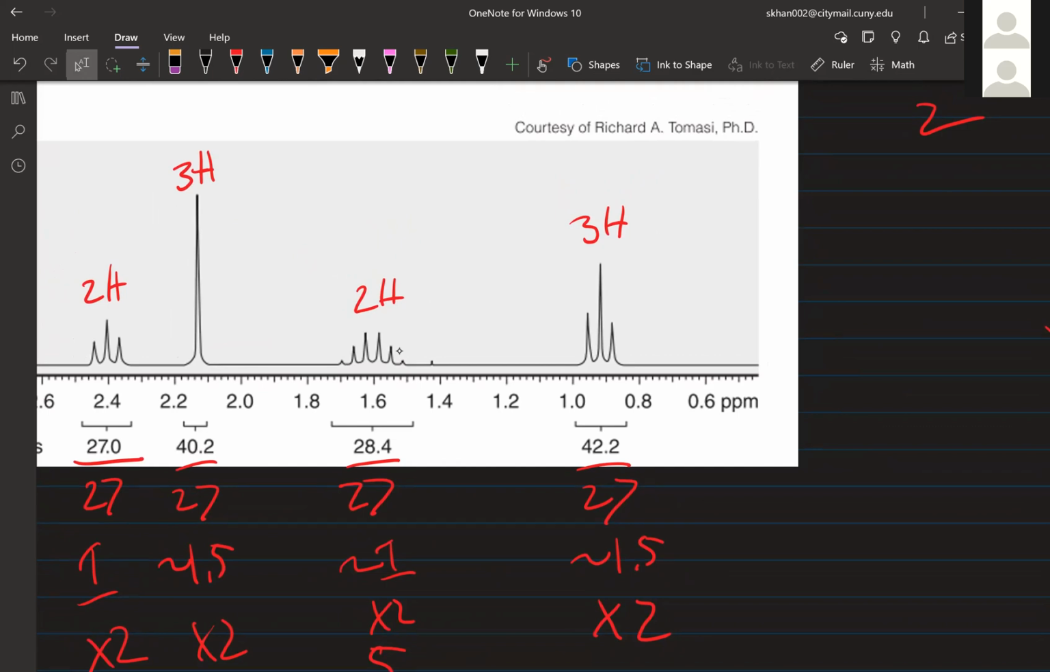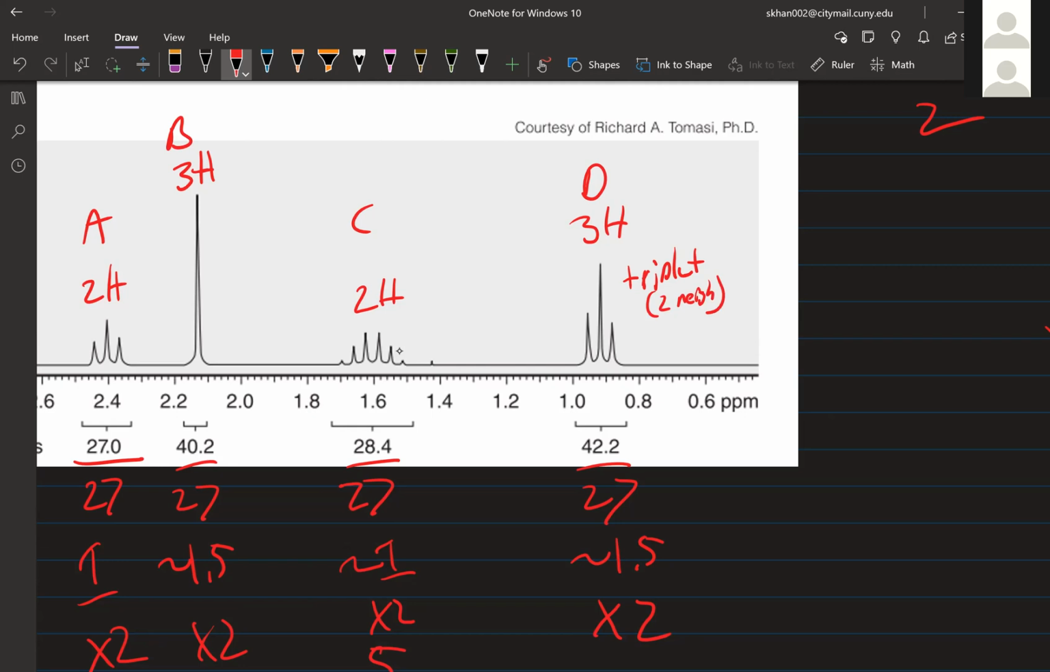Let's also label these signals A, B, C, and D. Let's start with D. What's the multiplicity on D? It's a triplet, so this is 1, 2, 3 peaks. It's a triplet, which means these 3 hydrogens are next to how many unequivalent neighbors? 2 neighbors. So this is where all those pieces of the puzzle come together.